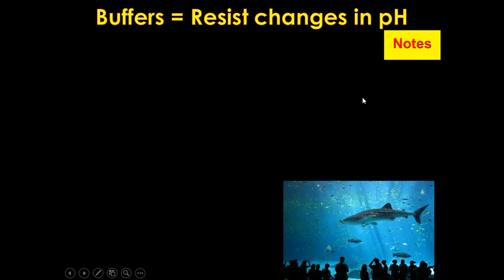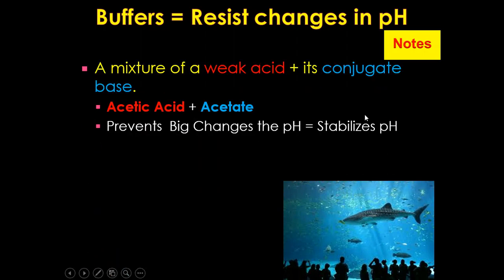Buffers basically buffer the pH change. They resist changes in the pH and keep it stable. They buffer it. Now, if we look at this, of course, it's going to be a mixture of a weak acid and its conjugate base, which means we need a weak acid like vinegar and its conjugate base.